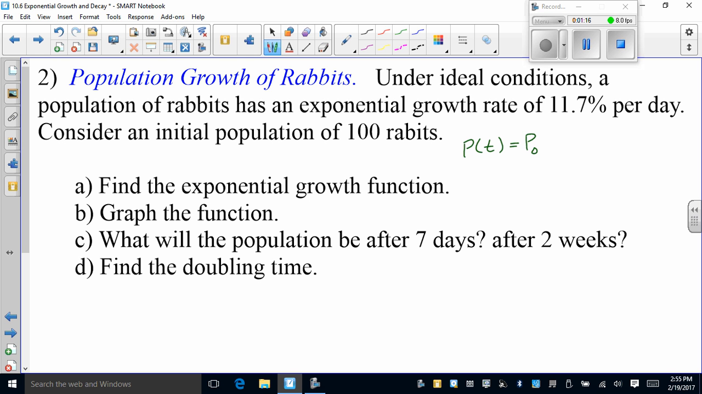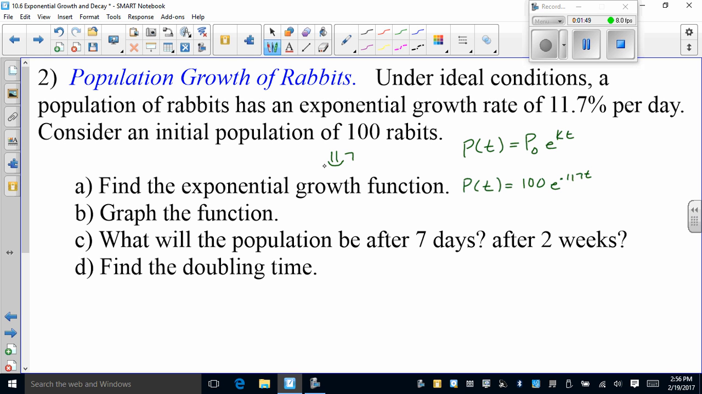So on this one, P of t, your initial value is 100 rabbits, times e to the k, 11.7, just like the interest, you move your decimal over twice, so it is e to the 0.117 t power.